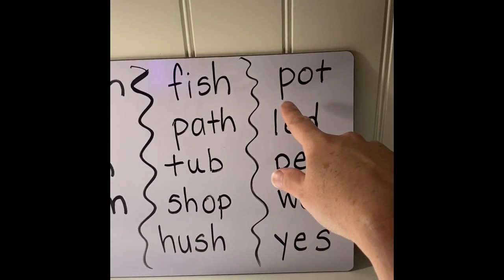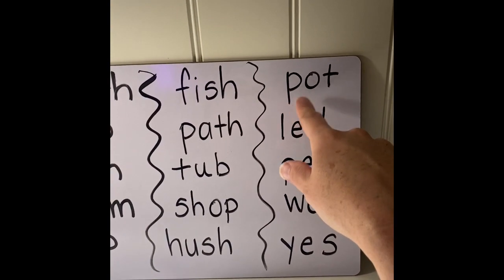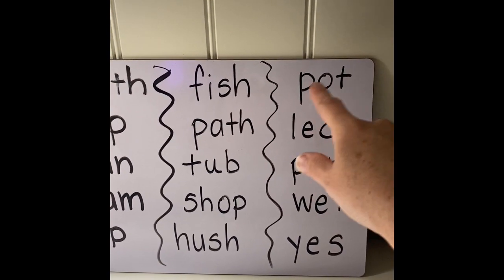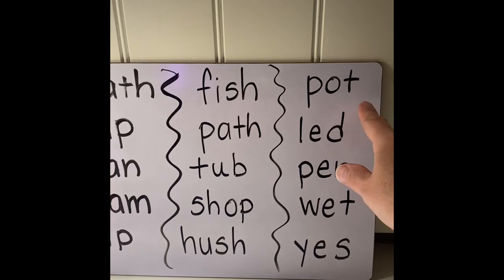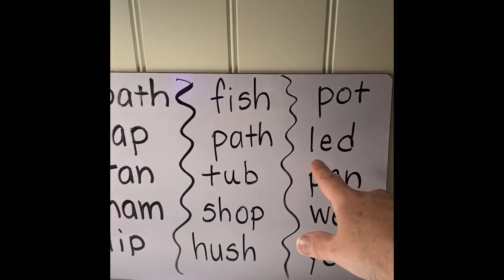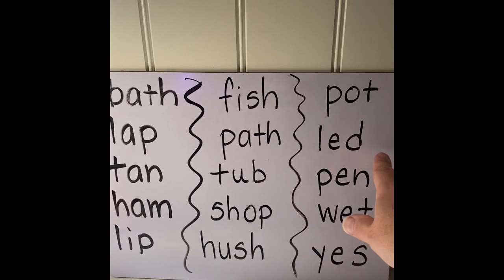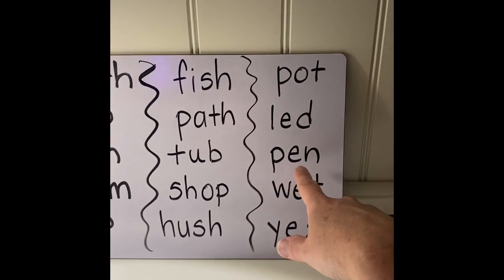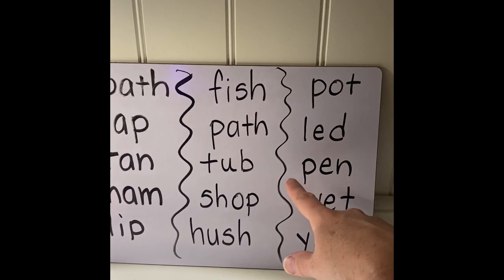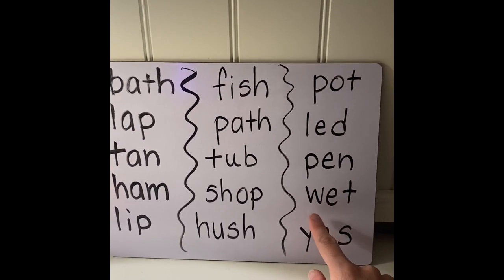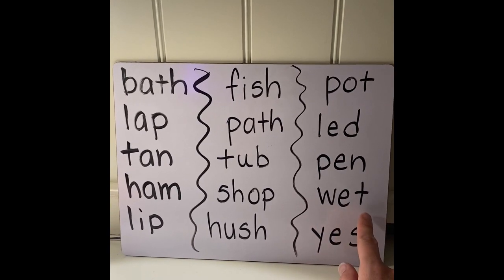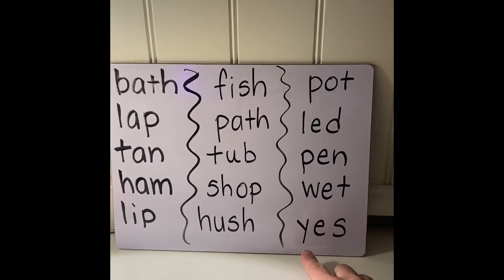Okay, last row or column. Ready? My turn. P-ot, pot. Your turn. My turn. L-ed, lead. Your turn. My turn. P-en, pen. Your turn. My turn. W-et, wet. Your turn. Good, last one. My turn.